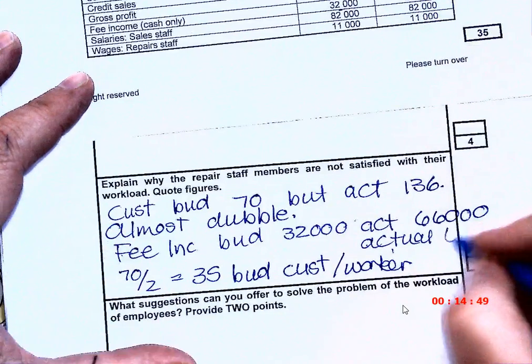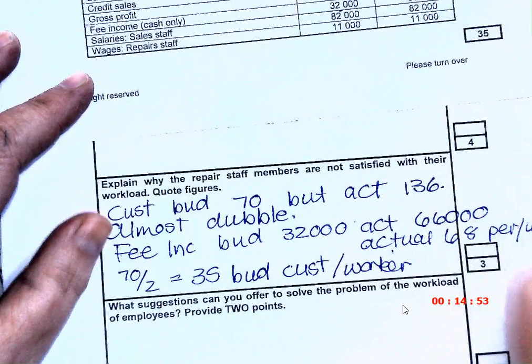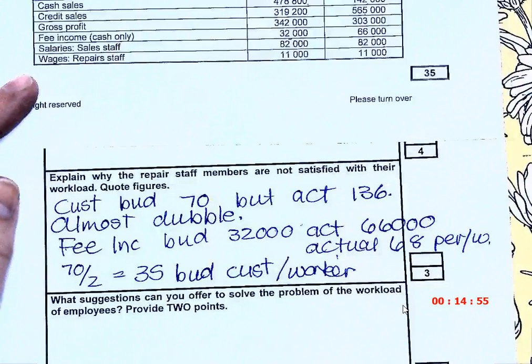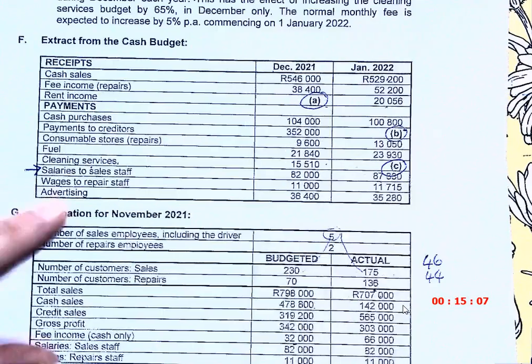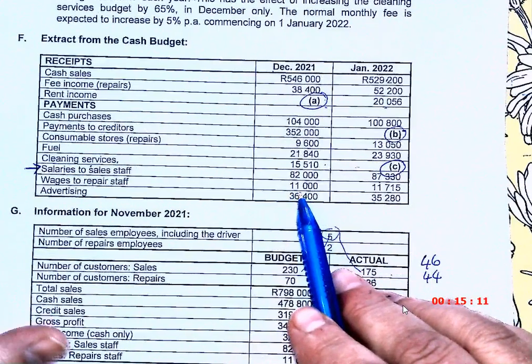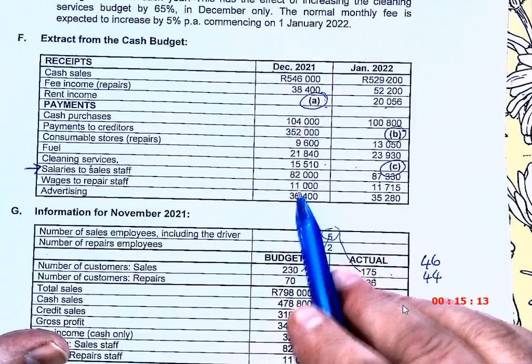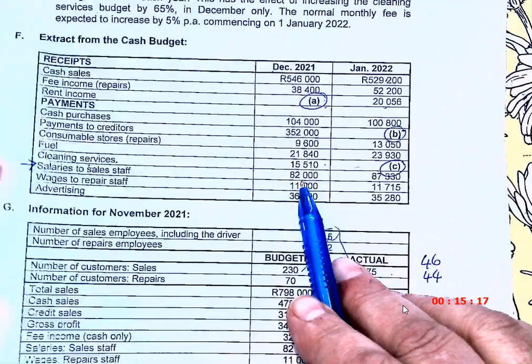68 per worker. So they're working double, but did they get an increase? No. No increase. And they're earning less than the sales staff. Can you see they earn less? This is 5,500, whereas this divided by 5 is way more, it's 16,000.